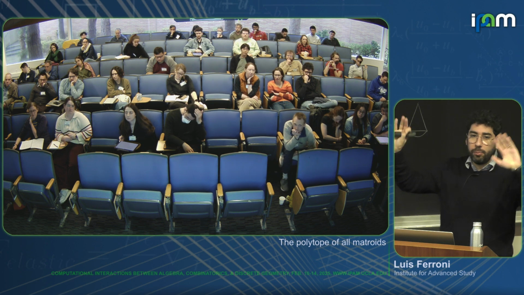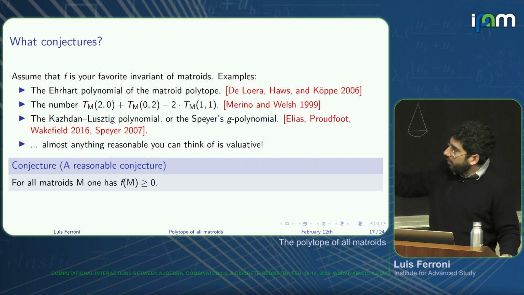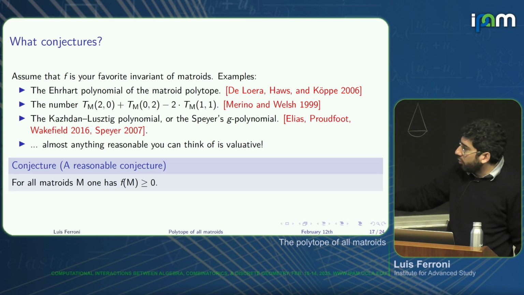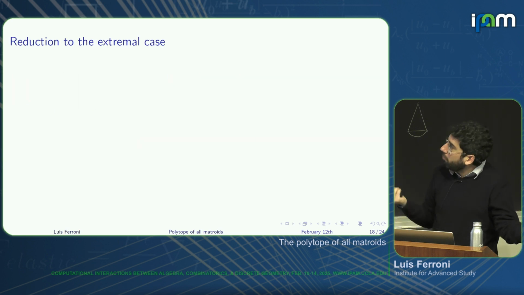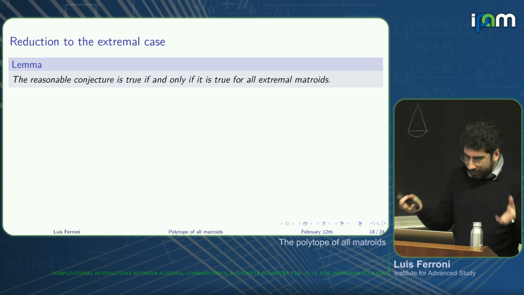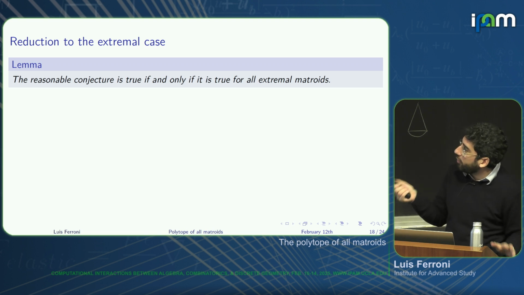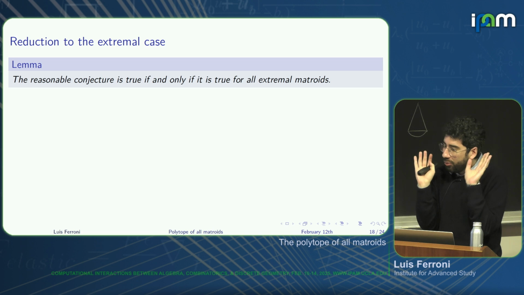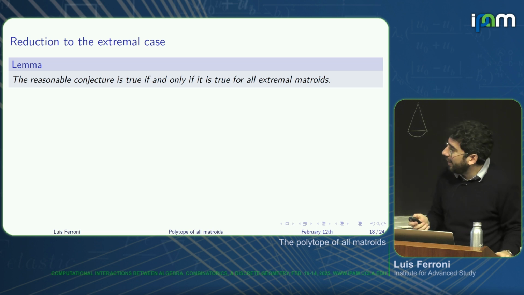Okay, so you have this reasonable conjecture. Someone has given you their favorite valuative invariant F, and is conjecturing that this is true. In all these cases, there were conjectures of this form. Lemma. This is a one-line proof, so this is just a lemma. The reasonable conjecture is true if and only if it is true on extremal matroids only. So you only have to check extremal matroids.